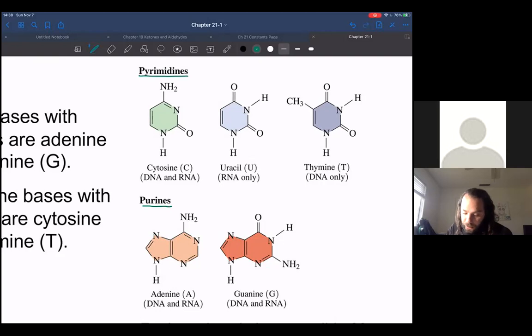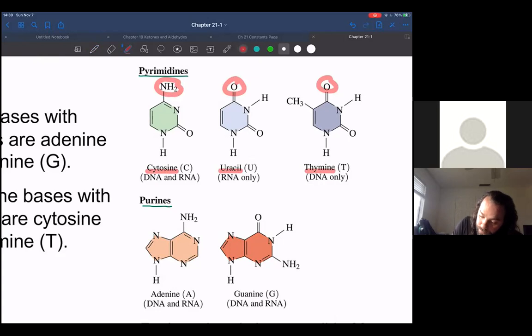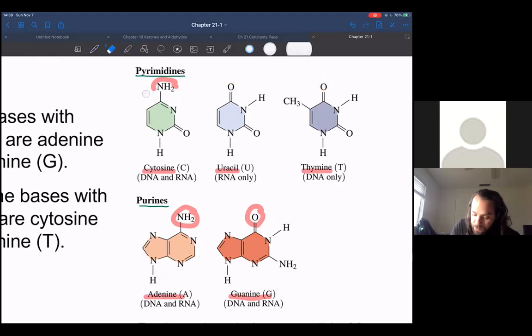Okay, so if we look within a class, we can see that they differ a little bit. For example, cytosine has an amine group, whereas uracil and thymine have this carbonyl oxygen. So they do differ slightly, but nonetheless, you can see how they're derived from the same base compound. Same thing with our purines. Adenine has an amine group, whereas guanine has a carbonyl oxygen. So they do differ slightly, but not significantly. Okay, so these are the identities of our five different bases.